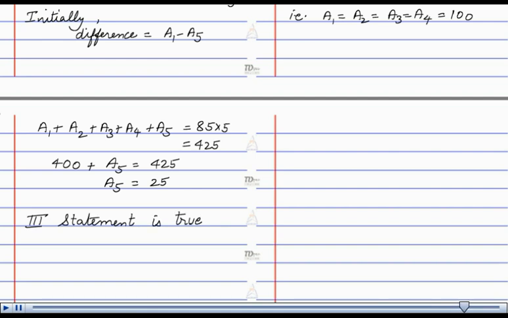Hence, out of the 3 statements given, the first and the third statements are true. Hence, the correct answer is answer option number 4.